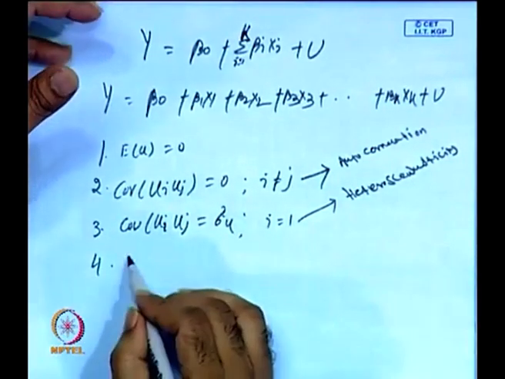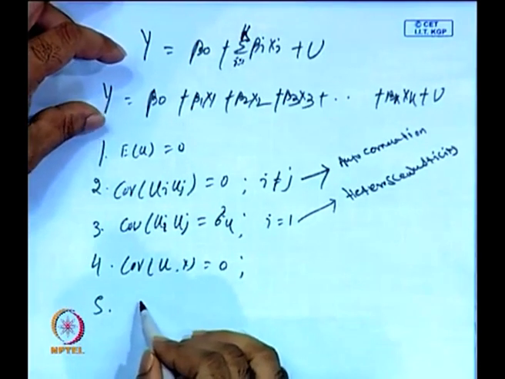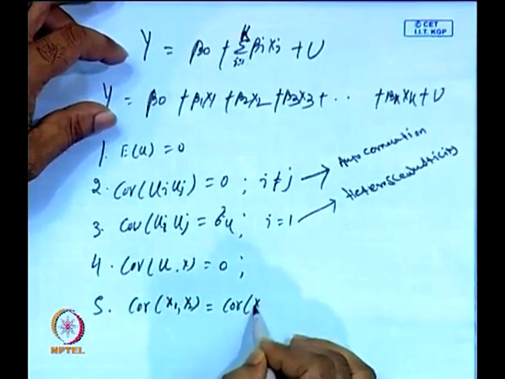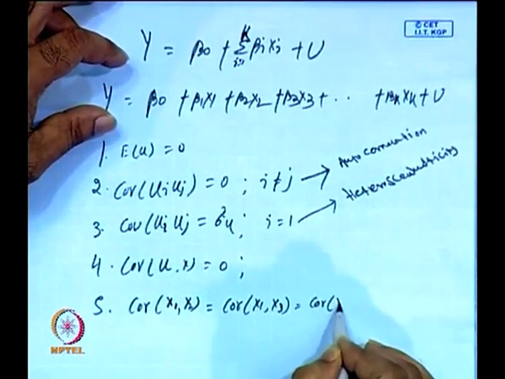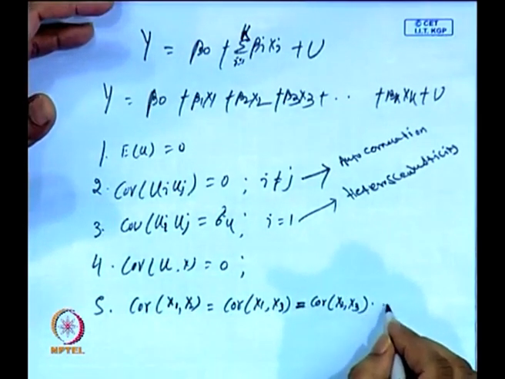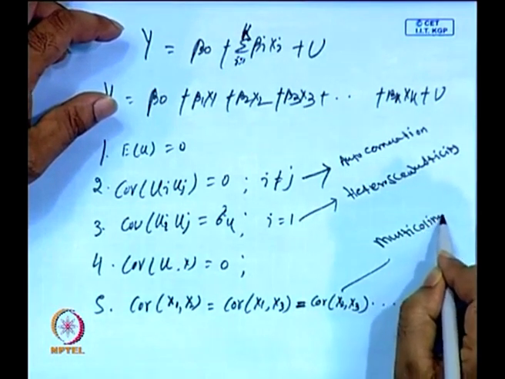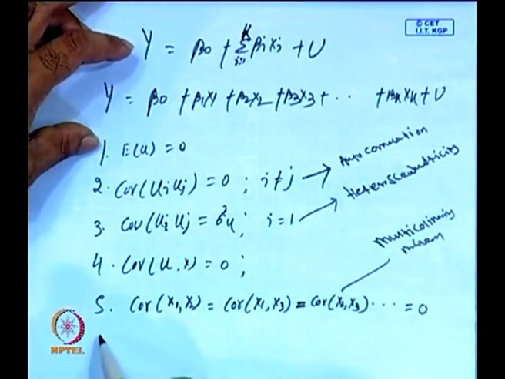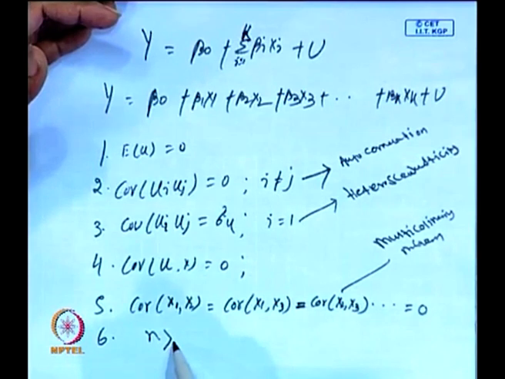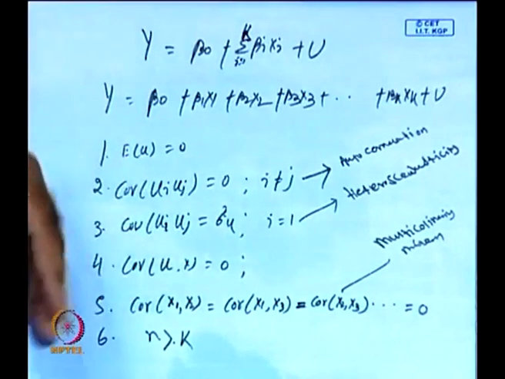The fourth assumption is that the covariance of u and x must be equal to 0. The fifth assumption is that the correlation or covariance between x1 and x2, or between x1 and x3, or between x2 and x3, and so on, must also be equal to 0. You will find so many pairs like this. If this is violated, this particular structure is called a multicollinearity problem. Then of course the obvious standard assumption is that n should be substantially greater than k. Here n represents the number of samples and k represents the number of variables in the system.